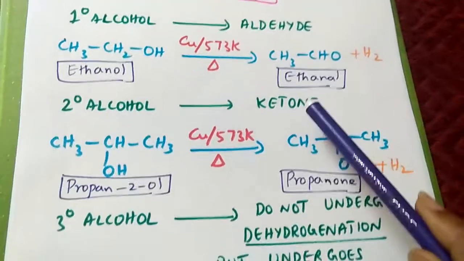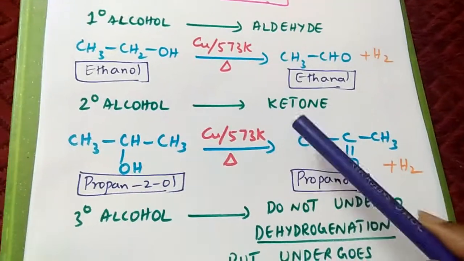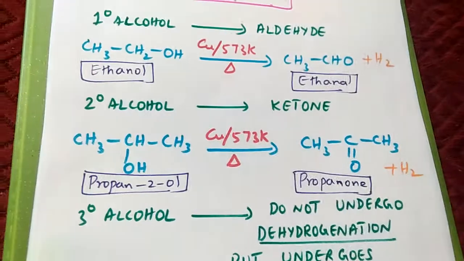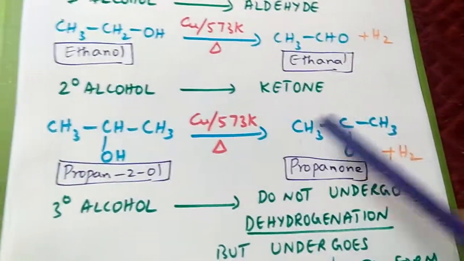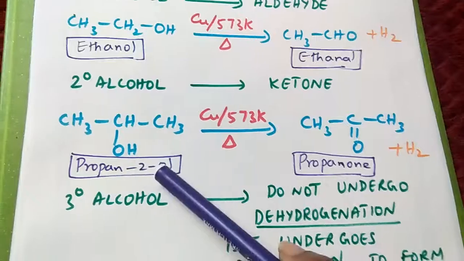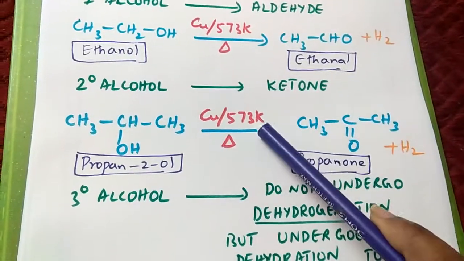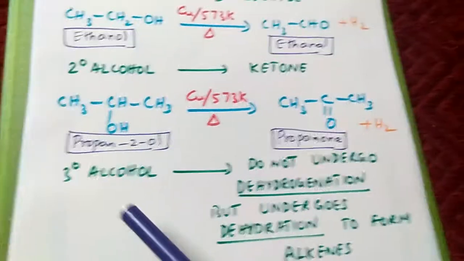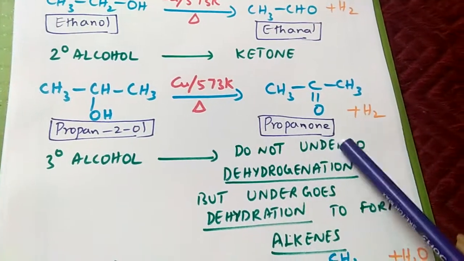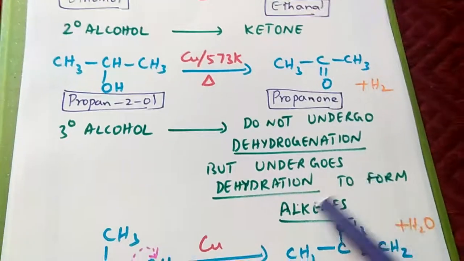And secondary alcohol is converted to ketone. As we discussed in the case of oxidation, only removal of hydrogen takes place, not addition of oxygen. So here CHOH is converted to C double bond O. Propan-2-ol is converted to propanone in the presence of copper at 573 Kelvin. It undergoes catalytic dehydrogenation. Tertiary alcohol does not undergo dehydrogenation, rather it undergoes dehydration to form alkene.